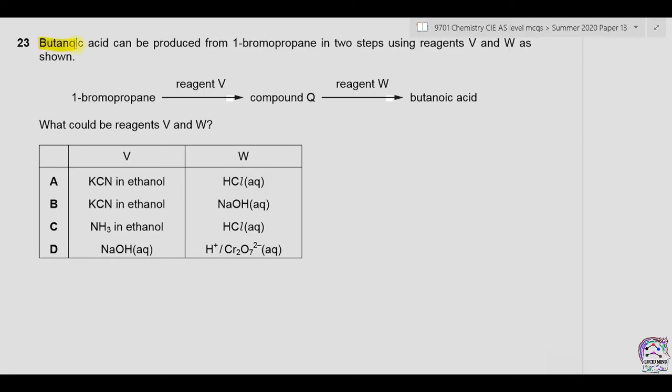Question 23. Butanoic acid can be produced from 1-bromopropane in 2 steps using reagents V and W. So 1-bromopropane converts into compound Q and then converts into butanoic acid. What could be the reagents V and W? Now in 1-bromopropane we have 3 carbon atoms, while in butanoic acid we have 4 carbon atoms. So in order to increase the number of carbon atoms we can use cyanide, so it could be KCN. Let's write the chemical reaction.